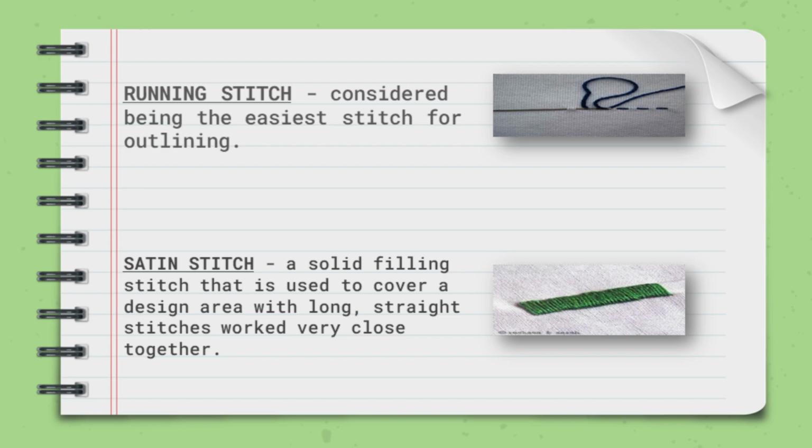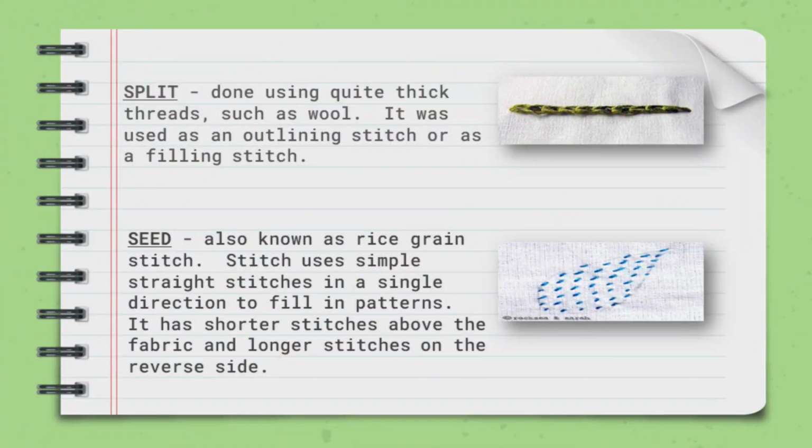Number 12. Satin stitch. A solid filling stitch that is used to cover a design area with long straight stitches worked very closely together. Number 13. Split. Done using quite thick threads such as wool. It was used as an outlining stitch or as a filling stitch.